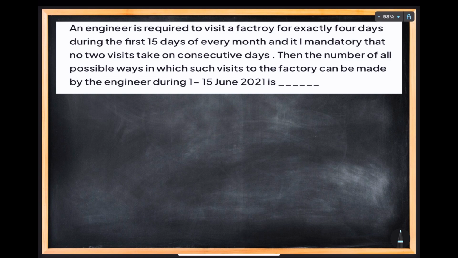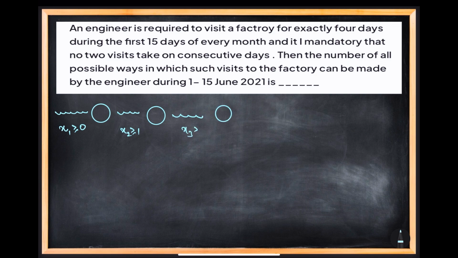Okay, so what will happen? First, you will select a day to go to the factory, and before that day you may leave some days, or you may not leave any. You can go to the factory on the 1st of June, so it is greater than or equal to 0. Now, before the second visit, you will make sure that the gap is greater than or equal to 1. Then again you will leave some gap.